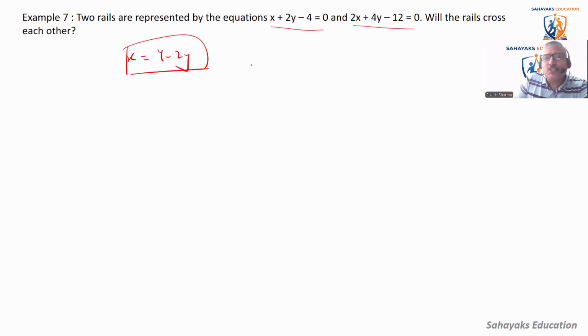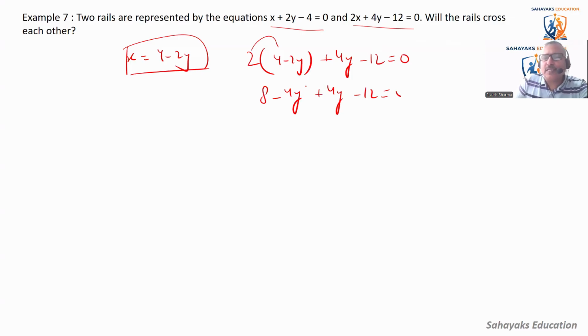So I'll write it as 2, instead of X, (4 minus 2Y) plus 4Y minus 12 is equal to 0. So I'll just multiply: 8 minus 4Y plus 4Y minus 12 is equal to 0. This will cancel out. So 8 minus 12 is minus 4 is equal to 0. Minus 4 is not equal to 0.